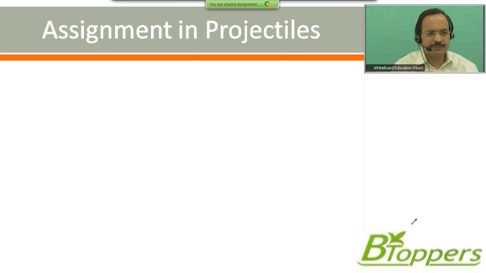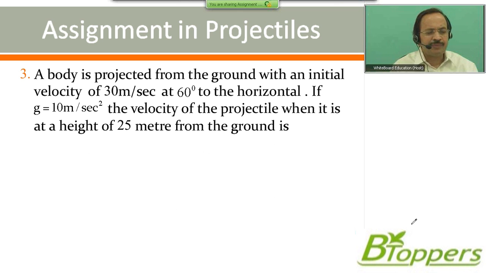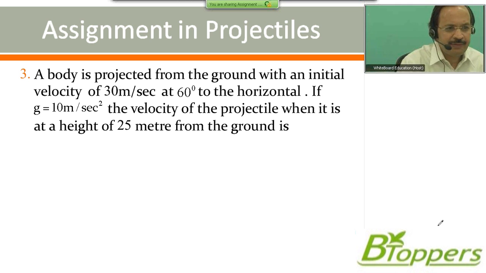Now look at question number 3 here. A body is projected from the ground with an initial velocity of 30 meters per second at 60 degrees to the horizontal. If g equals 10 meters per second square, the velocity of the projectile when it is at a height of 25 meters from the ground is. So look at question 3 again. The initial velocity of the projectile is given to be 30 meters per second, and you are asked to find the magnitude of velocity of the projectile when it is at a height y equal to 25 meters above the horizontal plane of projection.